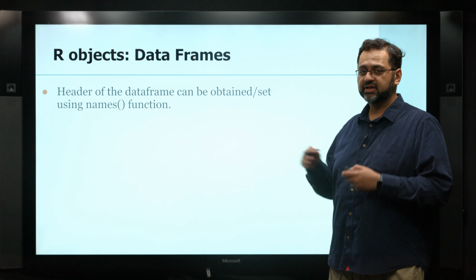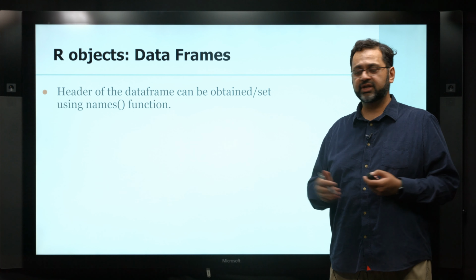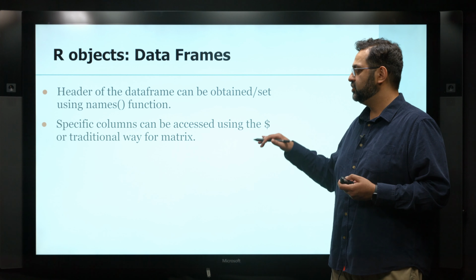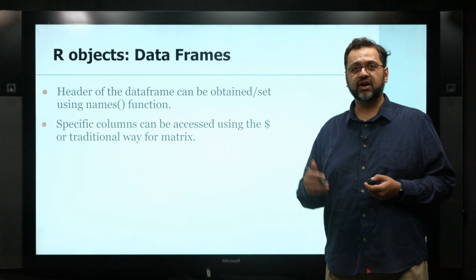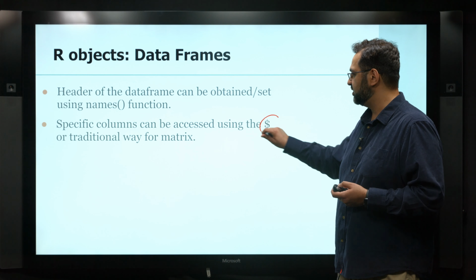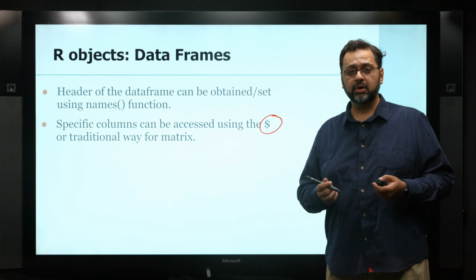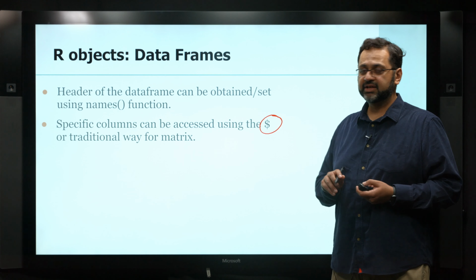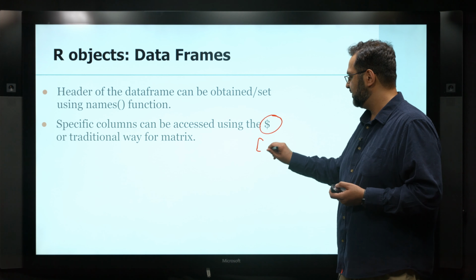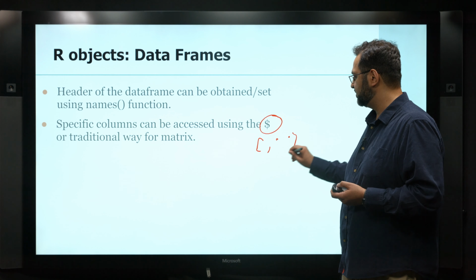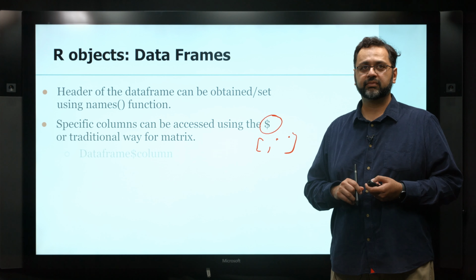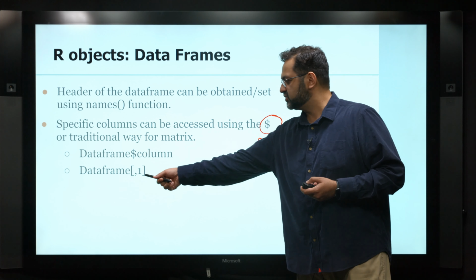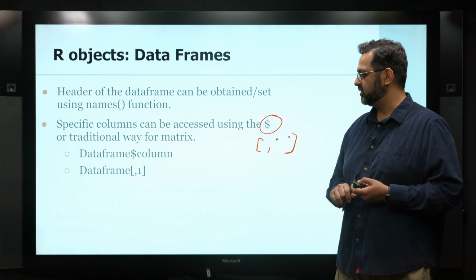We can set the column names or the header of the data frame by using the names function or the column names function. And you can actually access a specific column using a $ sign. Okay, or you can use it the same way as a traditional matrix by giving it the square brackets and then giving it the column name like this inside the quotes. Right. So this is the first column and this is whatever the name of the column is.